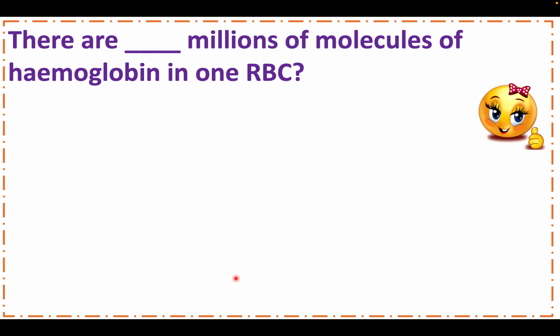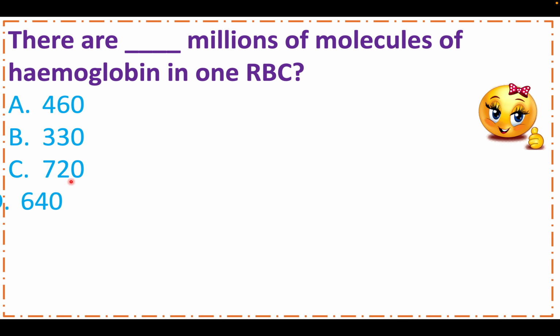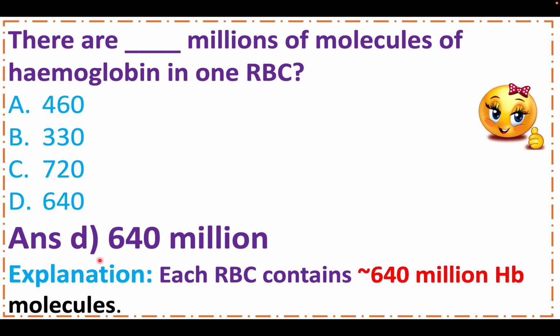Dear students, this is a very important MCQ. There are dash millions of molecules of hemoglobin in one RBC. Option A, 460. Option B, 330. Option C, 720. And option D, 640. So the correct option is D, 640 million. Each RBC contains 640 million hemoglobin molecules.